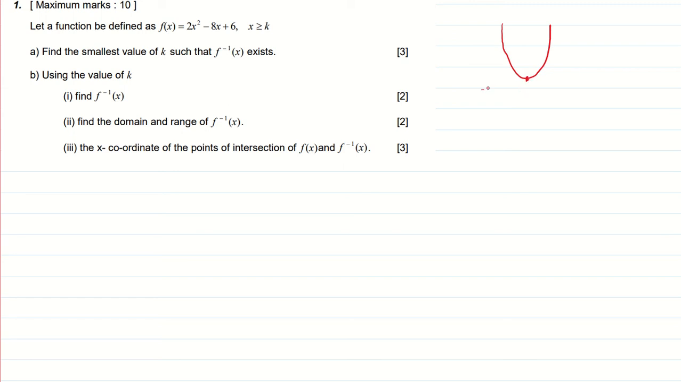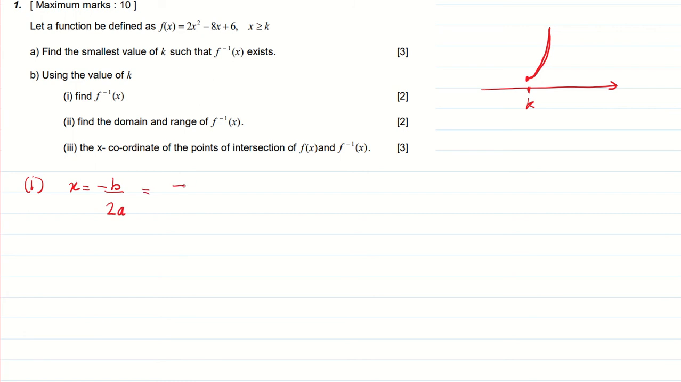So that means for the values of x greater than or equal to k, if you take only this much, it will become a one-to-one function and the inverse will exist. That's what the question is. So we need to find the x coordinate of the vertex. There are a number of ways of doing it, but since this equation is in standard form, you can say the x coordinate is equal to minus b over 2a.